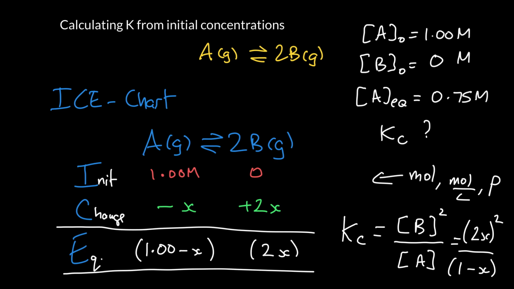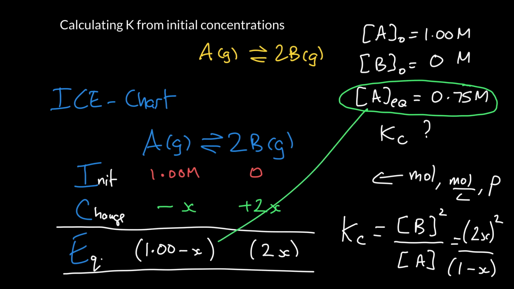So now we look at this problem here, and we see that we're given the equilibrium concentration of A is 0.75 molar. So that tells us that this value here, 1 minus x, must be 0.75 molar. So if 1 minus x is 0.75, we can do it by inspection and tell that x must be 0.25. And so now we're ready to plug it into this expression here.